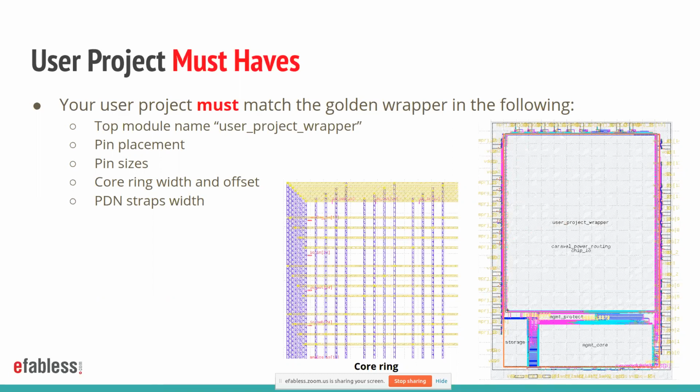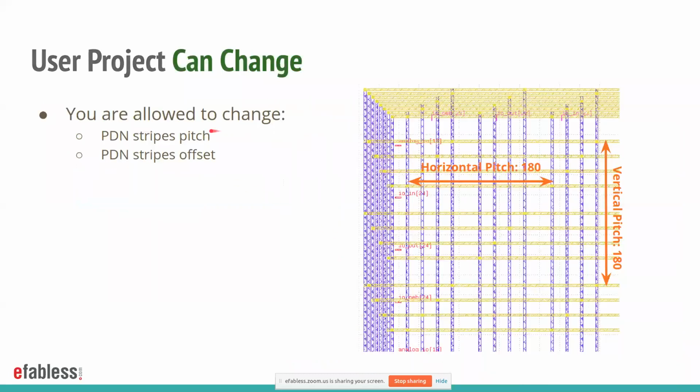However, you can change the following. You can change the horizontal PDN stripe or the vertical pitch of the PDN. And you're also free to change the PDN stripes offset, whether it is horizontal or vertical.